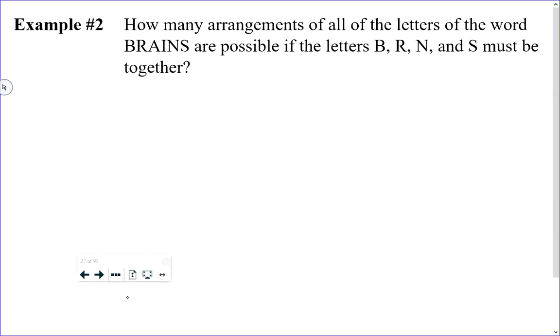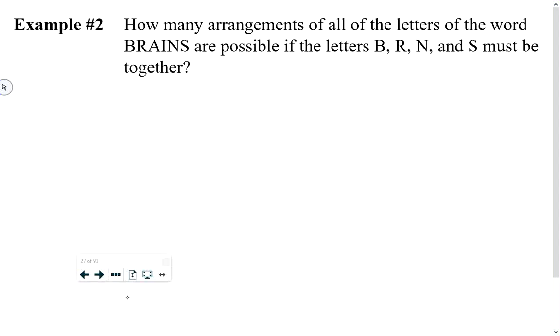How many arrangements of all of the letters of the word brains are possible if the letters B, R, N, and S must be together? Well, this is at the heart of this problem. It's a Joan and Emily standing together problem, except it's not Joan and Emily. It's Brianne, Rebecca, Nadine, and Sandy.